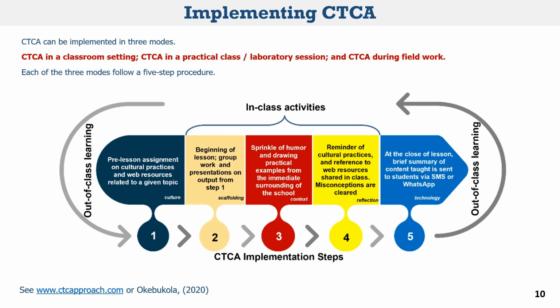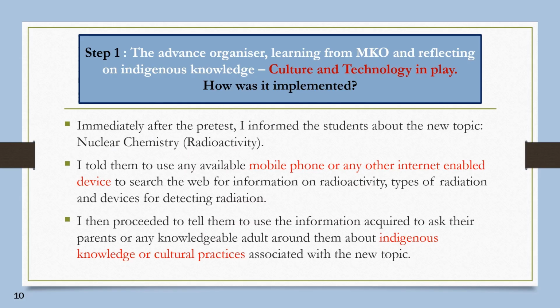The step 1 of CTCA implementation in the classroom is the pre-lesson assignment. As you can see on these charts, the step 1 and the step 5 of CTCA implementation are usually outdoor learning activities, while step 2, step 3, and step 4 are in classroom learning activities. So what takes place is the pre-lesson assignment.